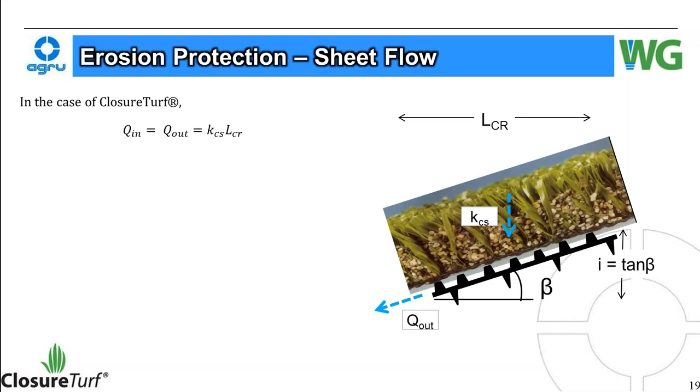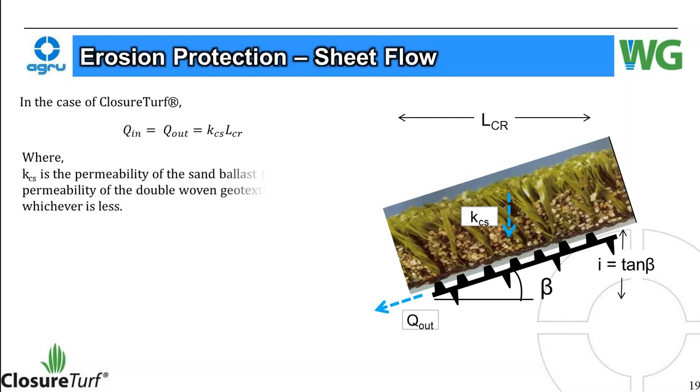In the case of ClosureTurf, Q sub in equals Q sub out equals permeability of the sand times the critical length of the IDS drainage matrix. Now, I said K sub S is the permeability of the sand, or it can be the permeability of this double woven geotextile base below it, whichever is less.